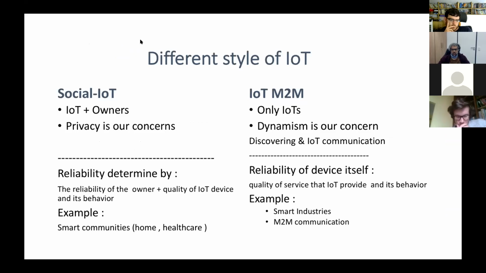In the social IoT, we have IoT devices plus the human, who is the owner of these devices. Privacy is very important in this type of application. On the other hand, machine-to-machine contains only IoT devices. The main important feature in this type of system is dynamism, where IoT devices can join and leave the network without any constraint.